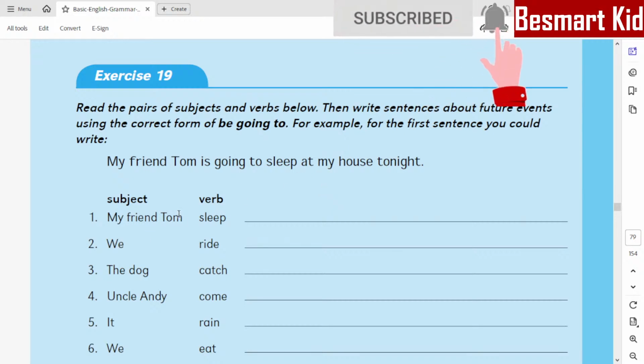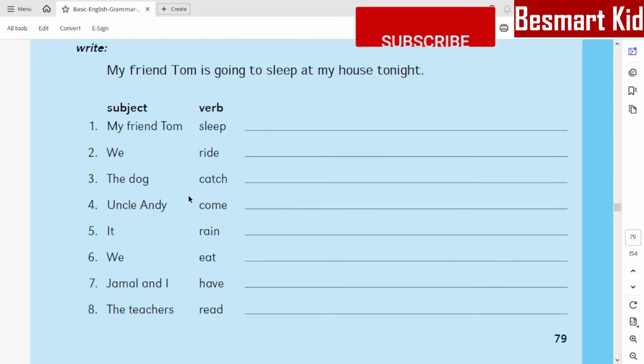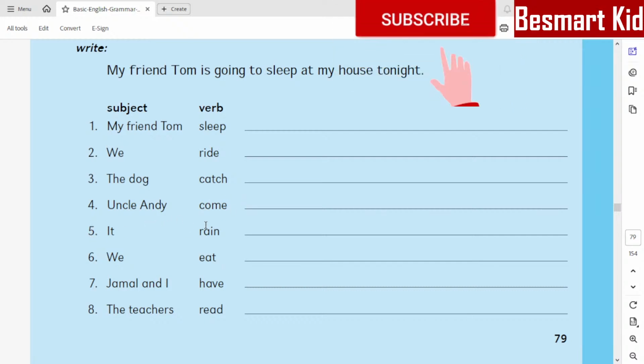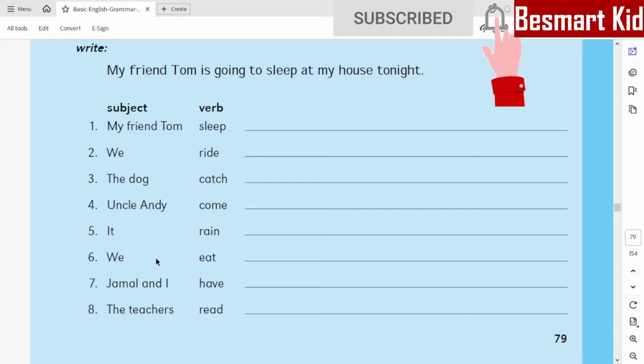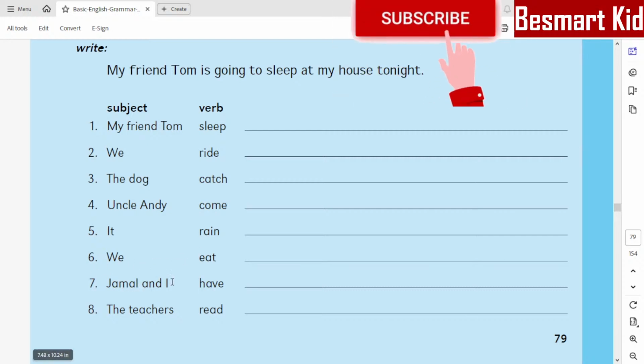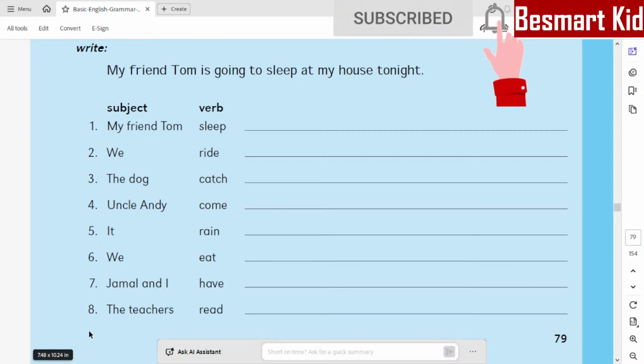Here we have the subject and the verb. First, my friend Tom, sleep. Second, we, write. Third, the dog, catch. Fourth, Uncle Andy, come. Fifth, it, rain. Sixth, we, eat. Seventh, Kumar and I, have.